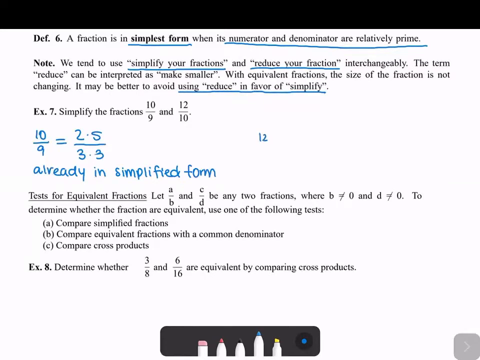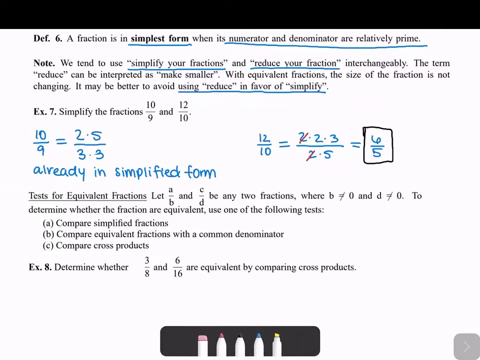Now let's look at 12 over 10. 12 can be written as 2 times 2 times 3, and 10 can be written as 2 times 5. So these have a common factor of 2, so we can take that away from the top and the bottom. Then we're left with 2 times 3 on top and 5 on bottom, so this is equal to 6/5. So in this case, the simplified form is 6/5.